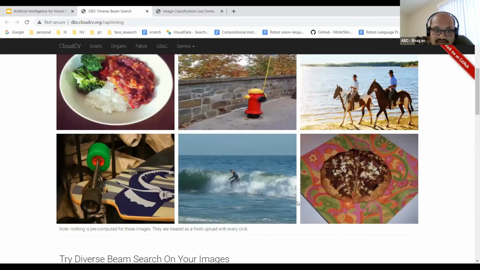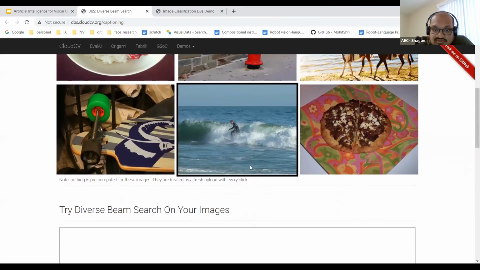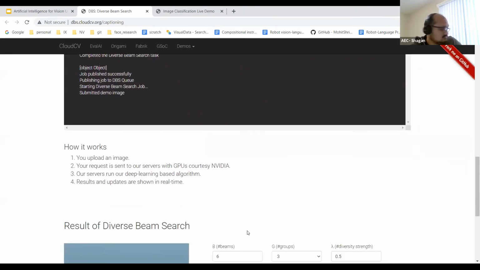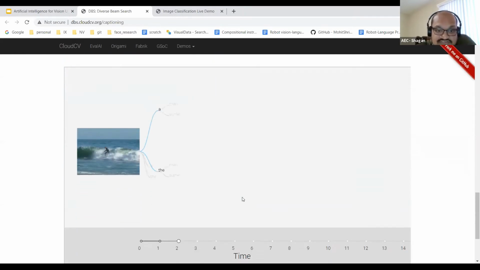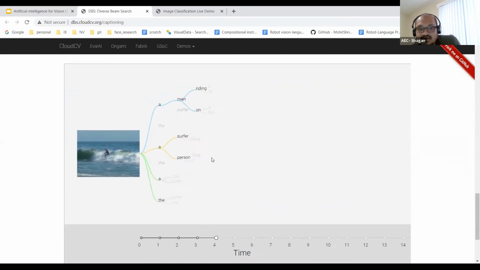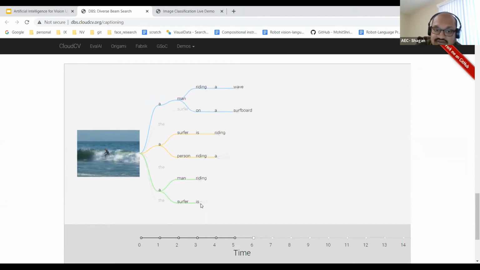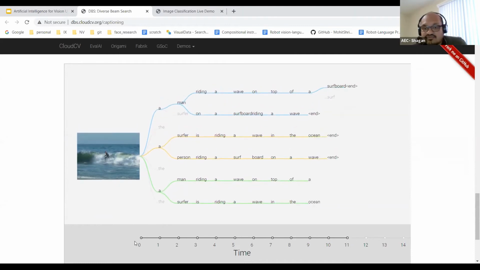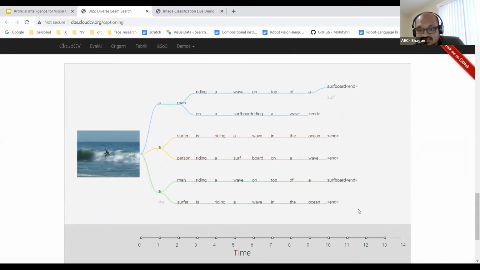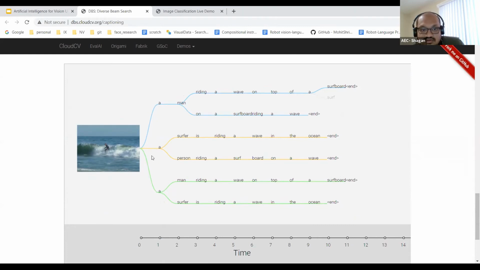Let's look at another example here. Let's look at this one. So we see how it actually generates a human sentence, and it tries to form this sentence using this image. A surfer is riding a wave in the ocean. So these are pretty accurate sentences.